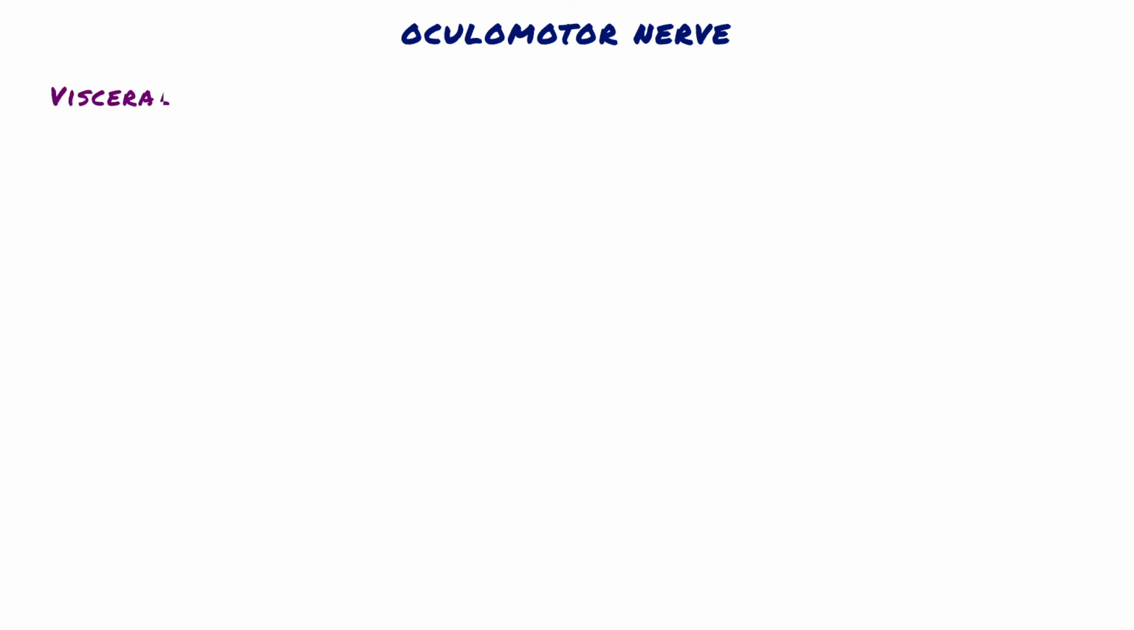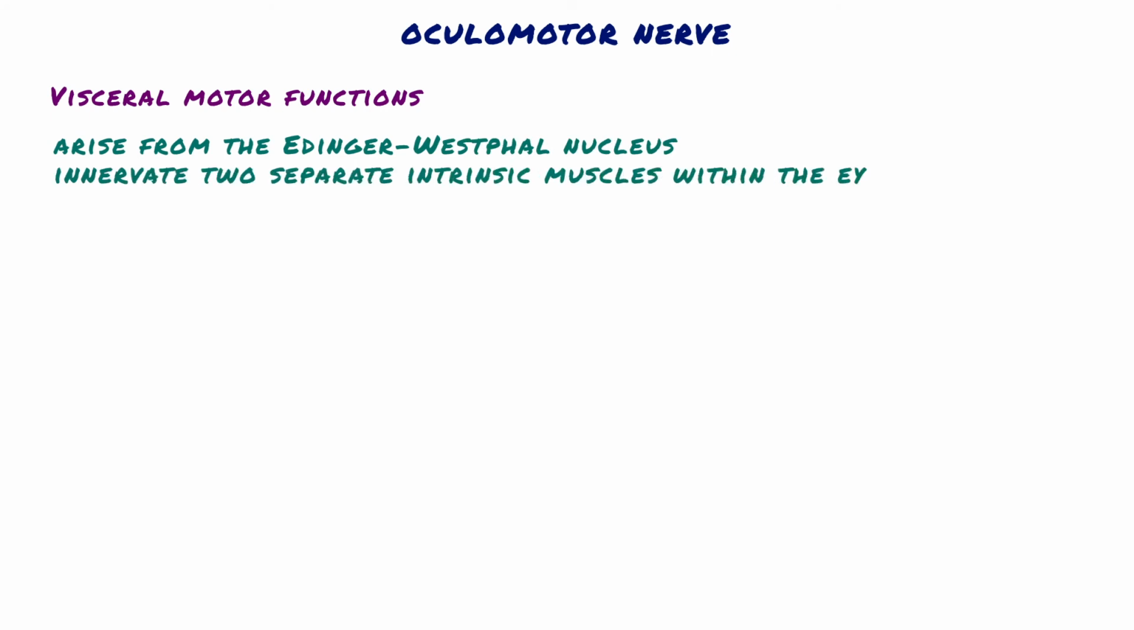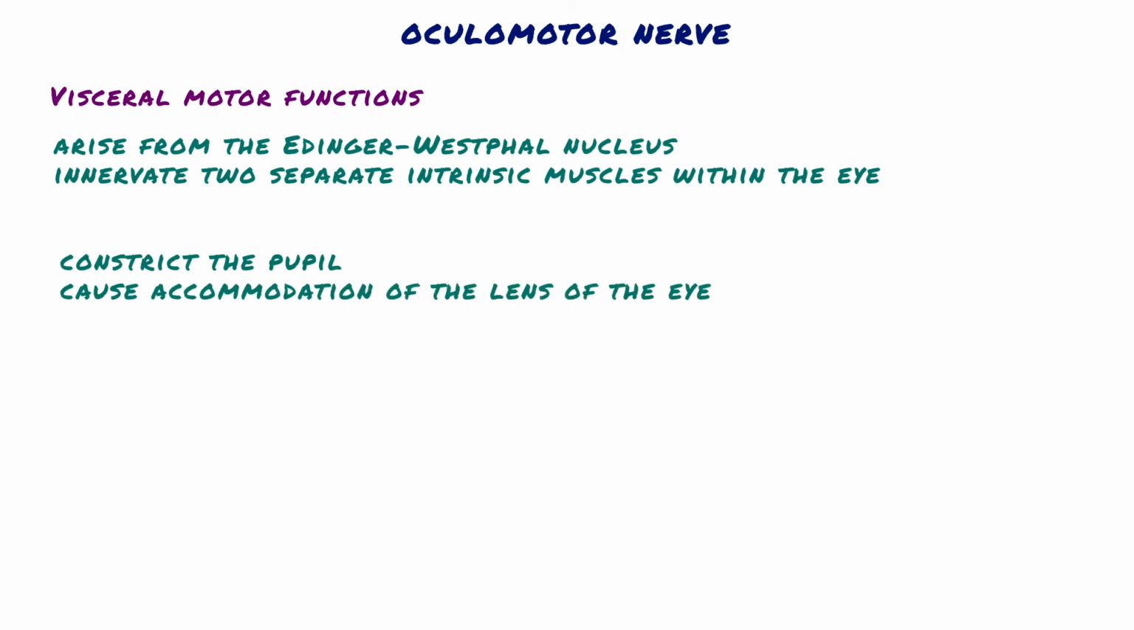Second one, visceral motor functions. The visceral motor axons of the oculomotor nerve are part of the autonomic nervous system, specifically the parasympathetic division. They will arise from the Edinger-Westphal nucleus and innervate 2 separate intrinsic muscles within the eye. These will constrict the pupil and cause accommodation of the lens of the eye, respectively.